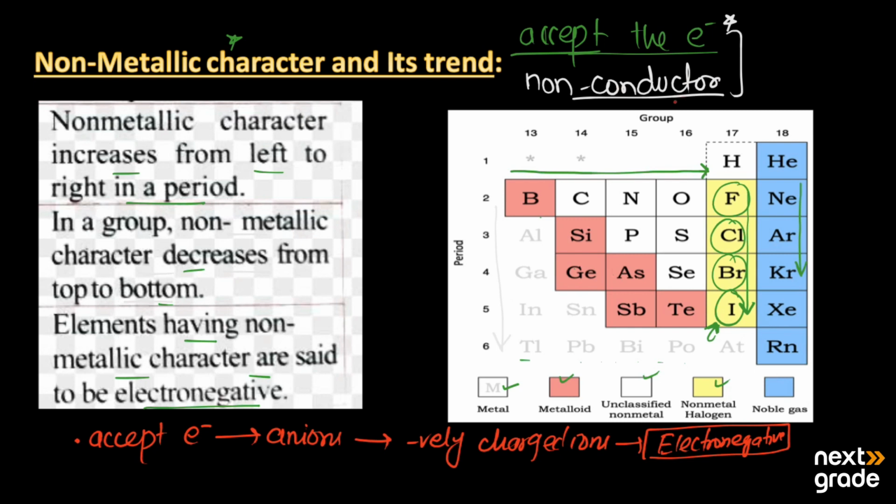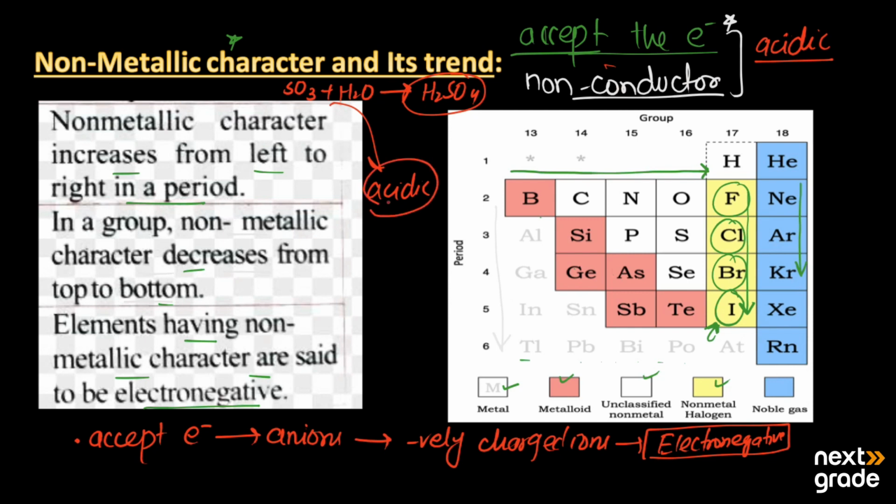So they can only accept electrons, they are non-conductors of electricity, and they form acidic oxides when dissolved in water. Their oxides are acidic because they produce acids when dissolved in water. A simple example is SO3. When it is added to water, it produces sulfuric acid, H2SO4. So its oxide is basically acidic in nature.